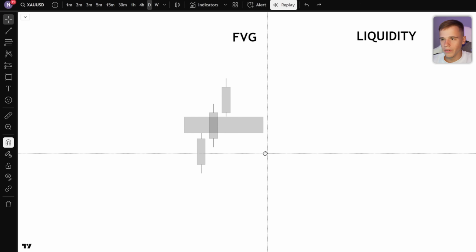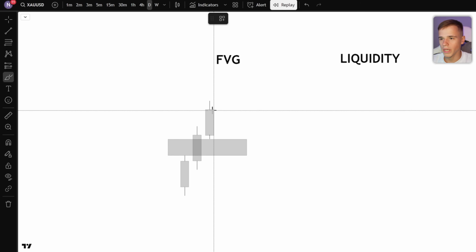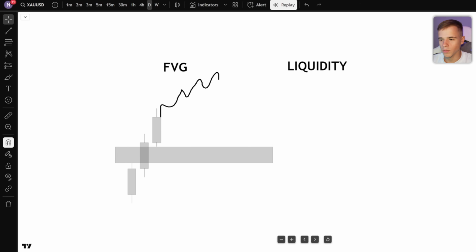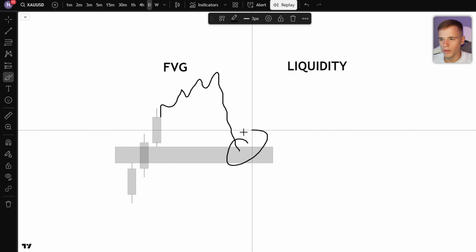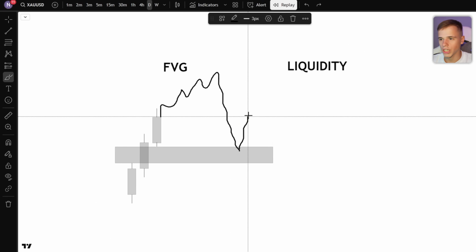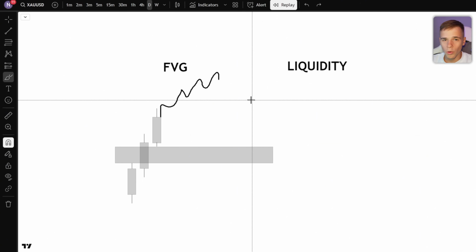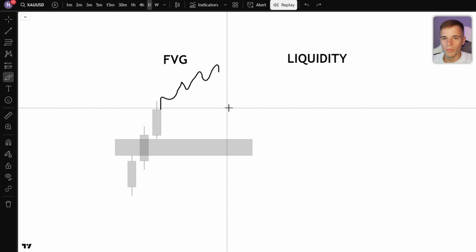And what is fair value gap going to be used for? So basically, once the market goes to the upside like this, and later when it comes back to the market like this, we are going to want to look for some kind of rejections to the upside, and basically for trades to the other direction. And we are also going to use them for entries, but more on that later.